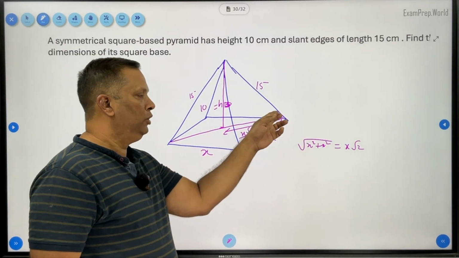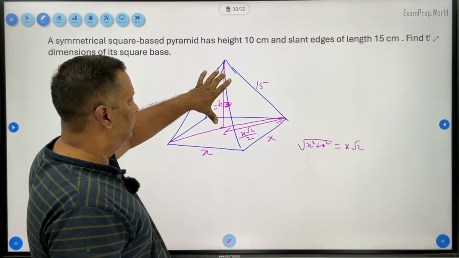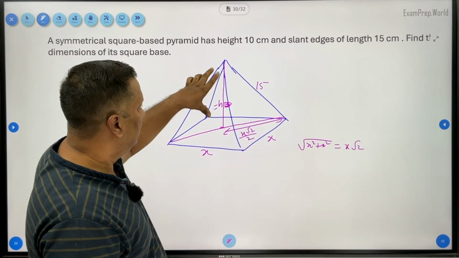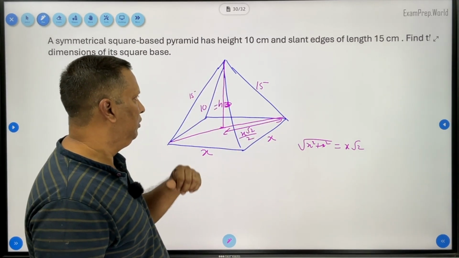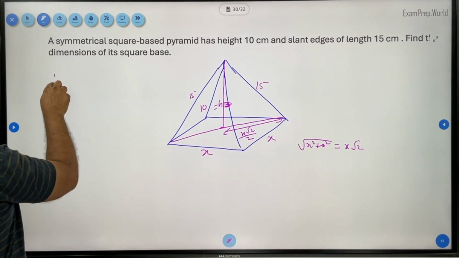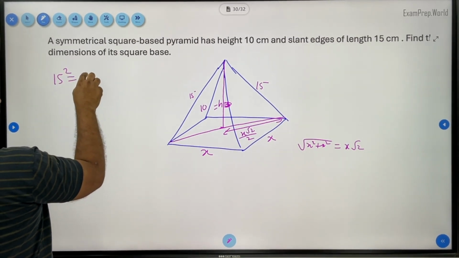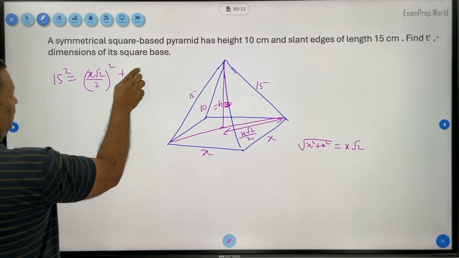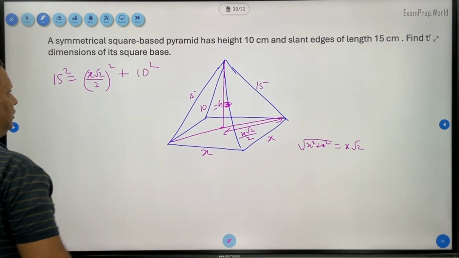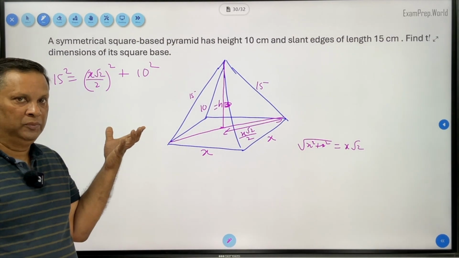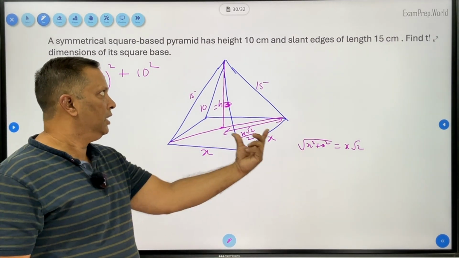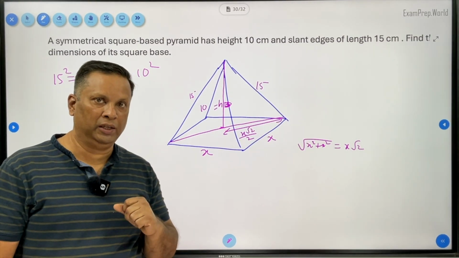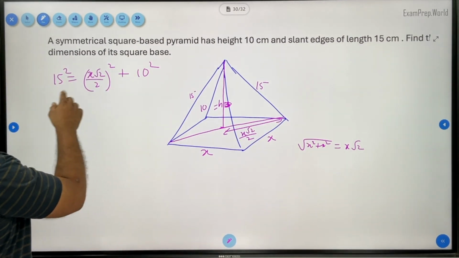Now you have the hypotenuse, you have the height, and you have the half base diagonal, and this height they have given as 10. So we will put it in the Pythagoras theorem. 15 square equals x root 2 by 2 whole square plus height 10 square. With this equation we will get x. The moment we get our x, that's the dimension of the square. Our task was to find the length of the square, so let us go ahead and do this.